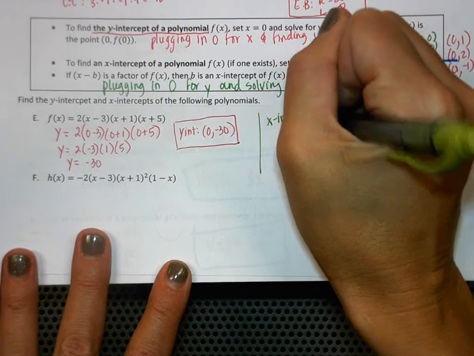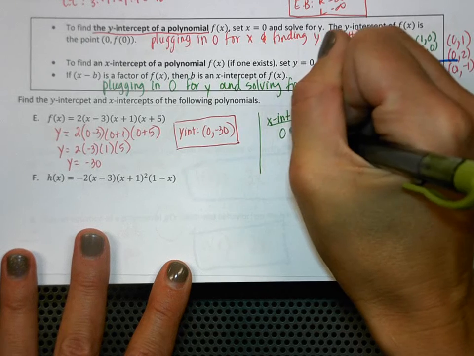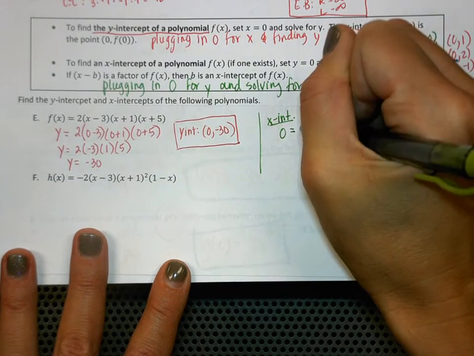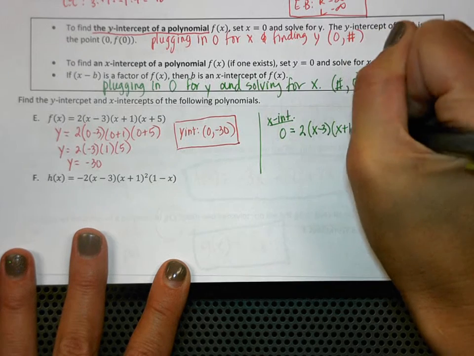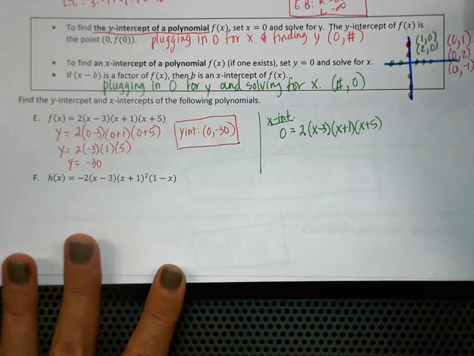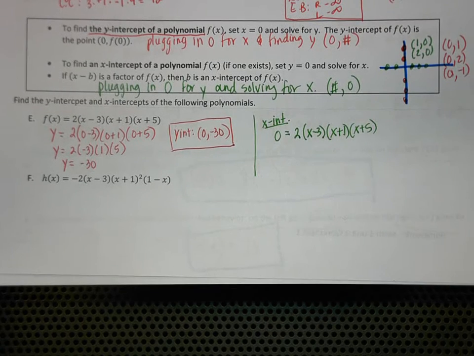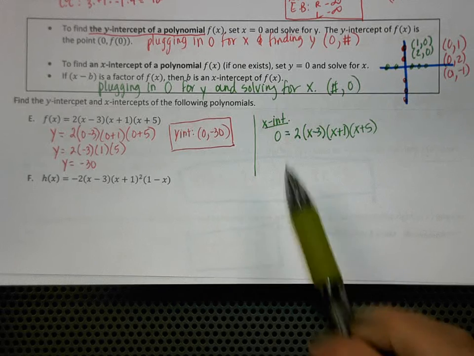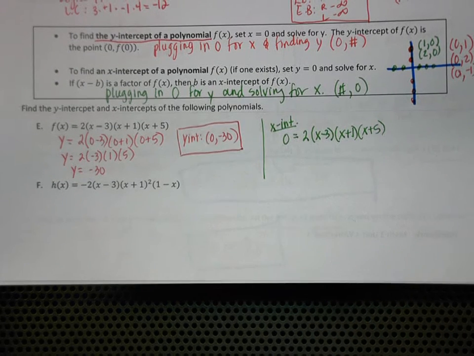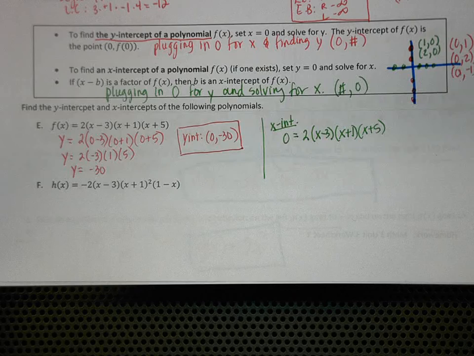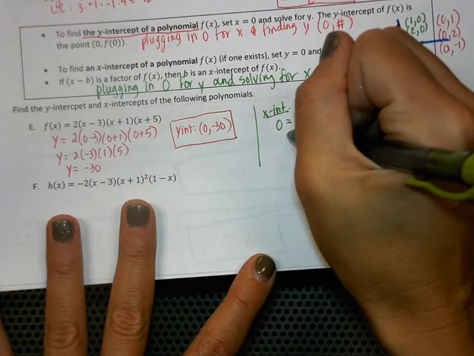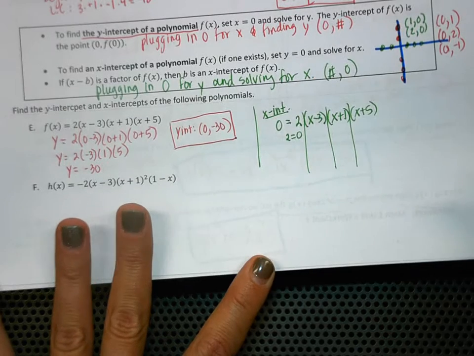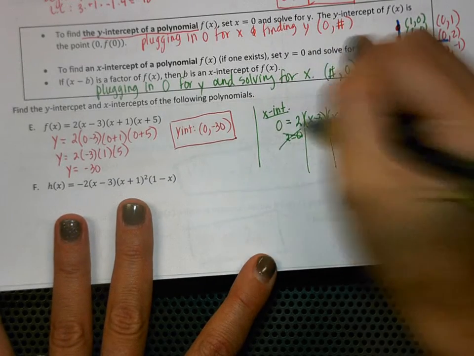Good. So for the x-intercepts, we plug in 0 for y and we solve for x. So we have 0 equals, and then you have 2 parentheses, x minus 3 times x plus 1 times x plus 5. Now the nice thing about these problems is that it's already in factored form. And so normally when this is set equal to 0, once you're factored, you set each of those factors equal to 0. Okay? So if I'm doing that, I'm just going to kind of draw lines between each of these. I would go 2 equals 0. Now, does 2 equal 0? No. So I just cross that one out. That is not a solution.